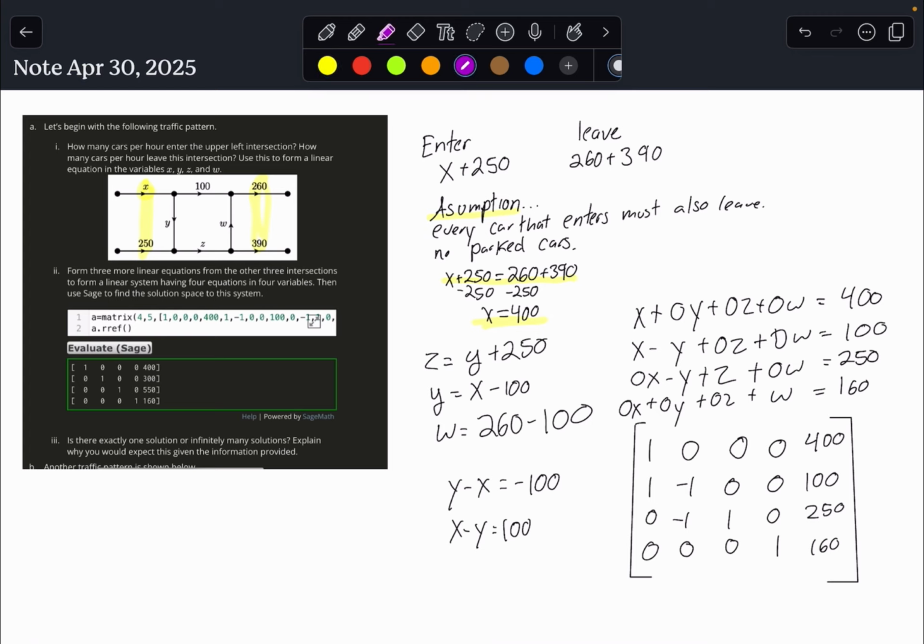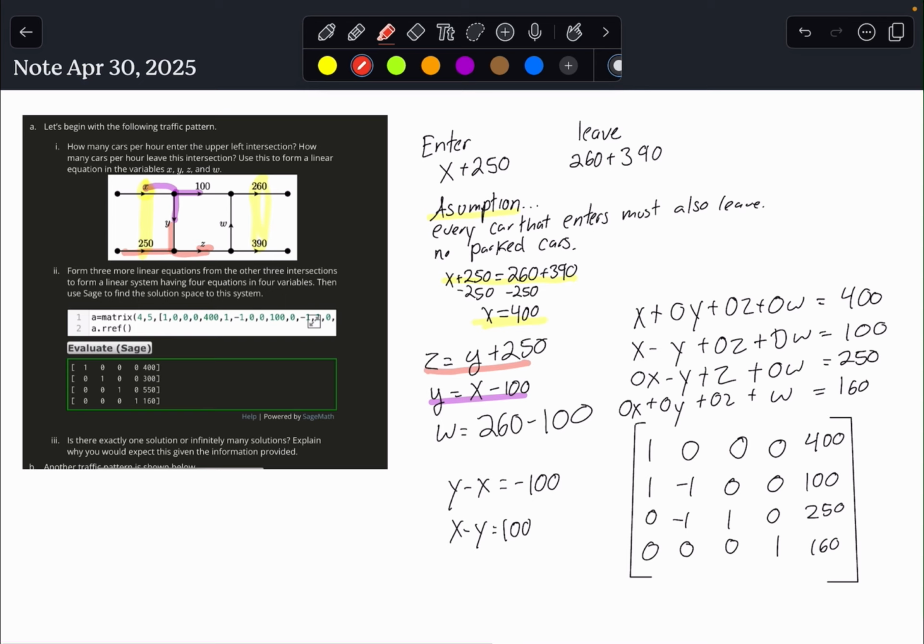My next step is figuring out the other values. So x travels here and then it either goes into y or 100. And y can be expressed as just that: x minus 100 is equal to y. Okay, so then our next one is going to be z. z can be expressed as y plus 250 because they both go into this point, which then feeds directly to z. So then I wrote that down there.